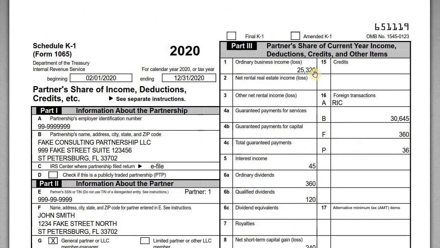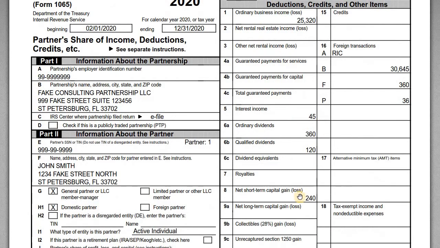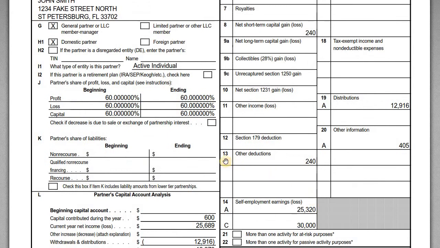Okay, and then part 3 is all the allocations of the income and loss. In this one, we have ordinary income, some interest, dividends, and capital gains, in this case likely from the sale of securities. And then line 13, other deductions: 13A is the code for charitable contributions, so the LLC made some charitable contributions during the year.